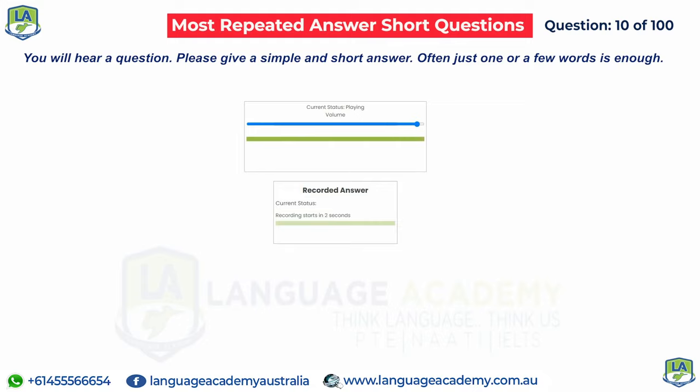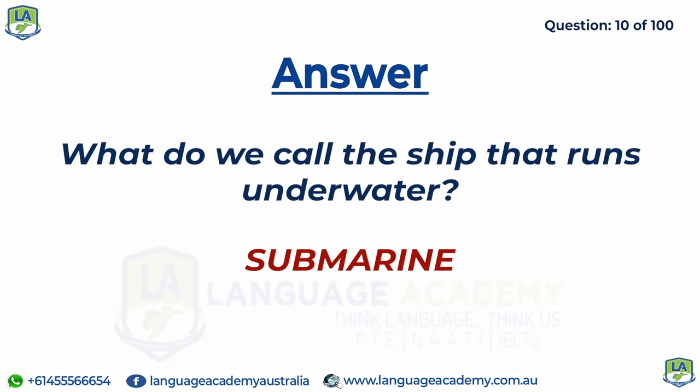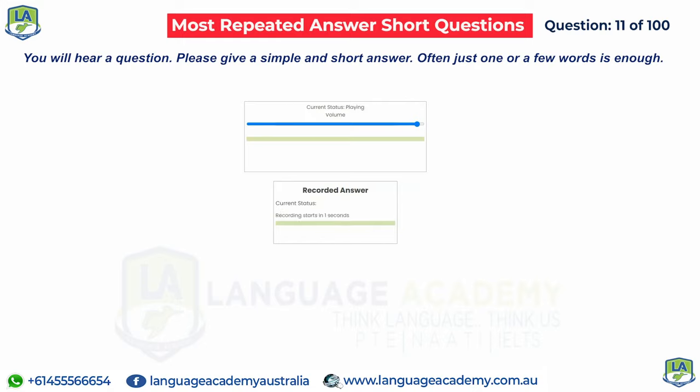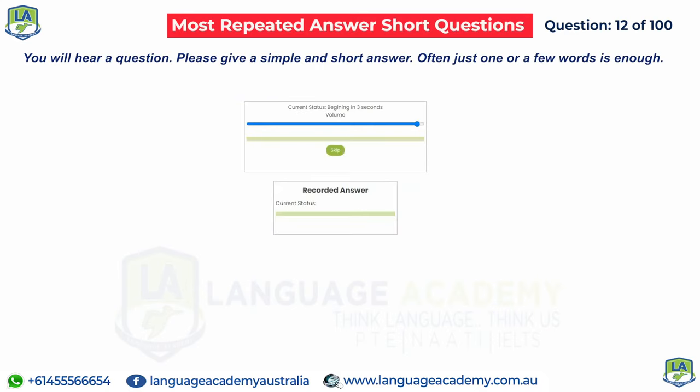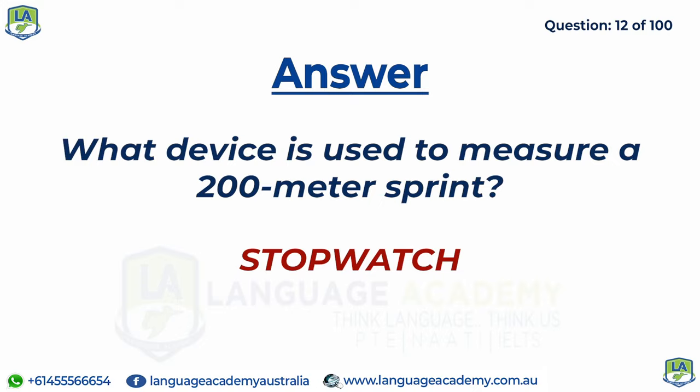What do we call the ship that runs underwater? Submarine. What is the replacement of a typewriter? Printer. What device is used to measure a 200-meter sprint? Stopwatch.